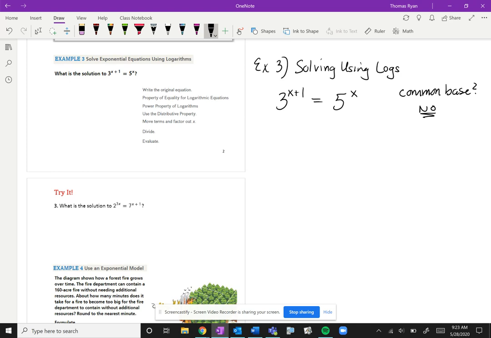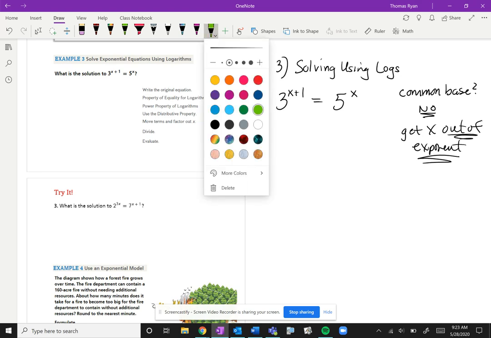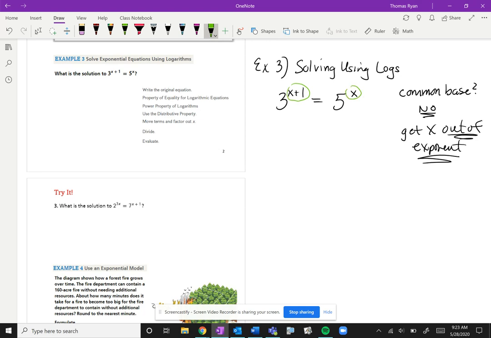But here's the problem: we need to get x out of the exponent spot. We're not good at solving when x is there. We need to bring x down to the ground level. We need to ask ourselves, how can we take our exponents and get them onto the ground level? Well, if you remember the properties of logs, exponents can slide to become coefficients and vice versa.